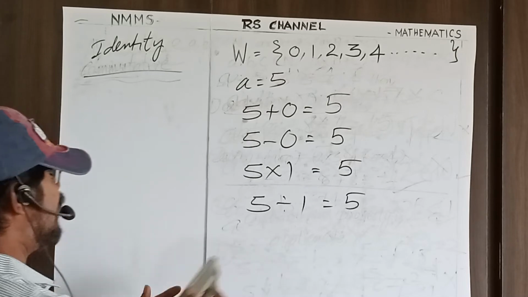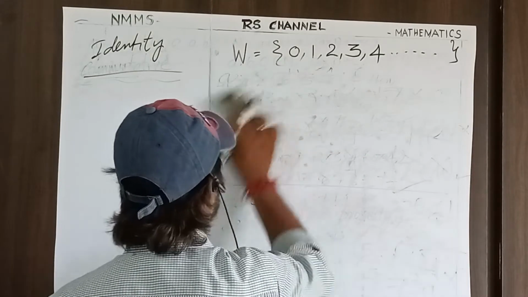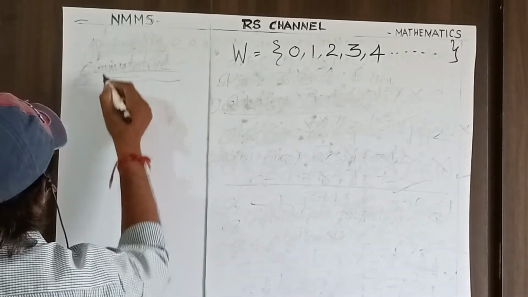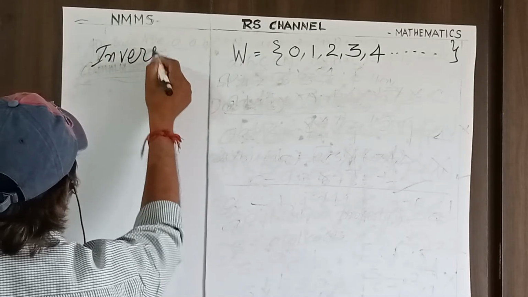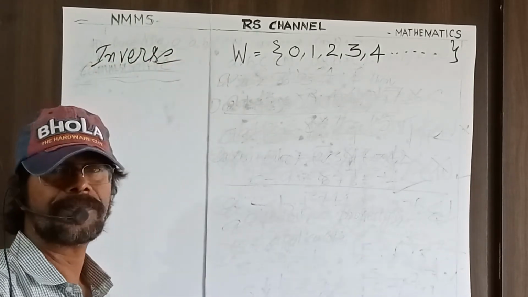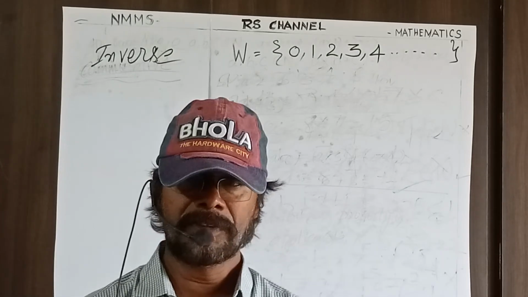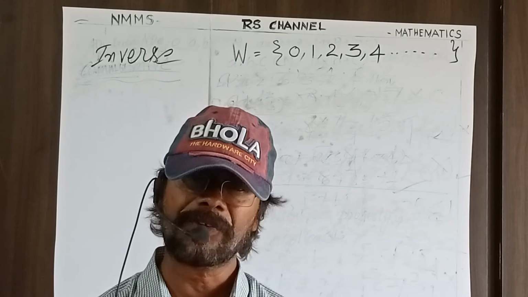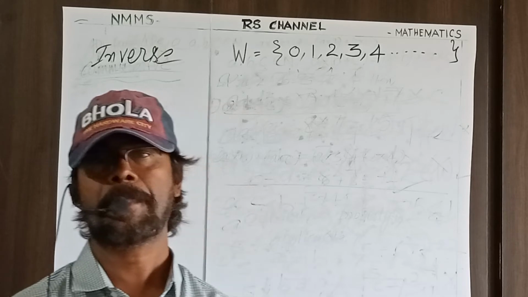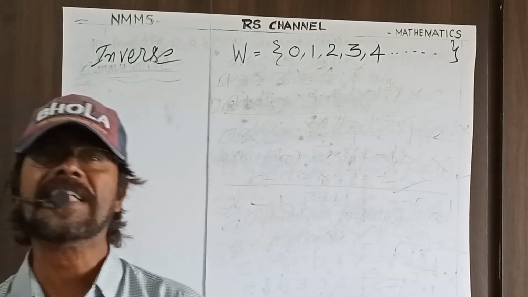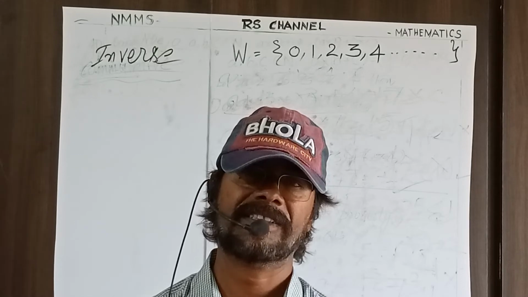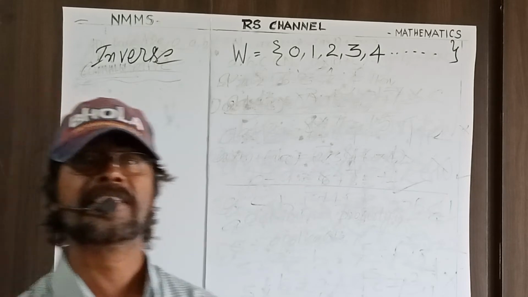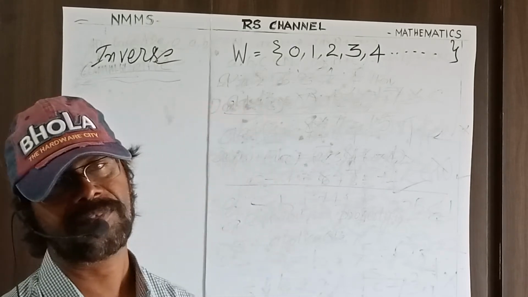Okay. Next, inverse property. Next one is inverse, the fifth property. Inverse property. If you take any number and follow the operations, we must get the additive identity and multiplicative identity. Then we say that number is the inverse of the number we added or subtracted, multiplied or divided. Understand?